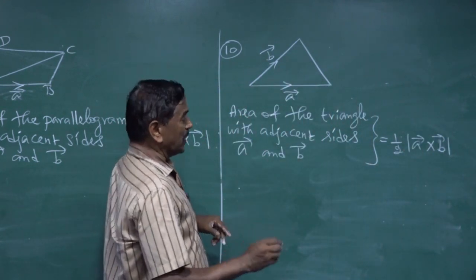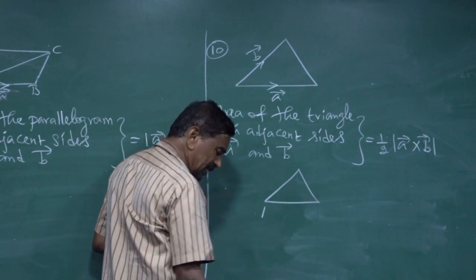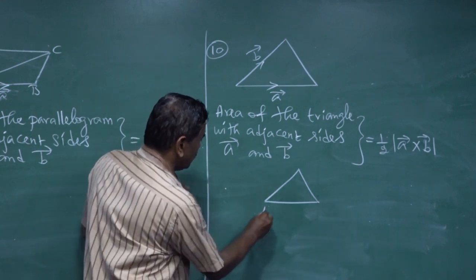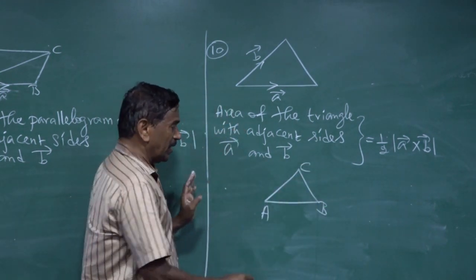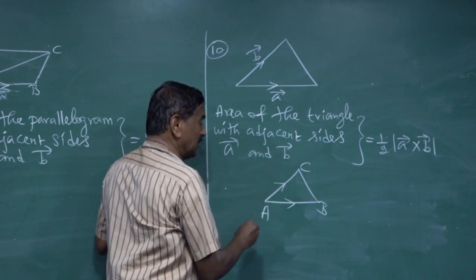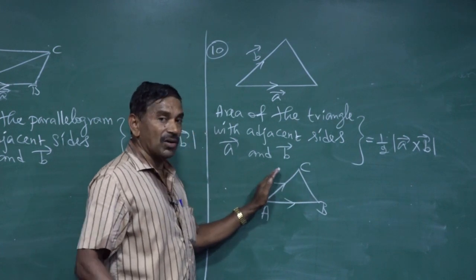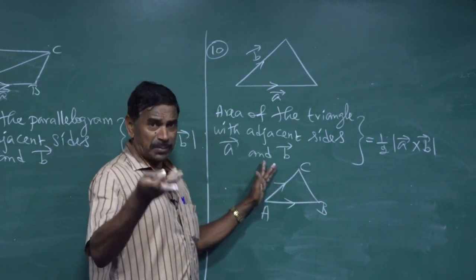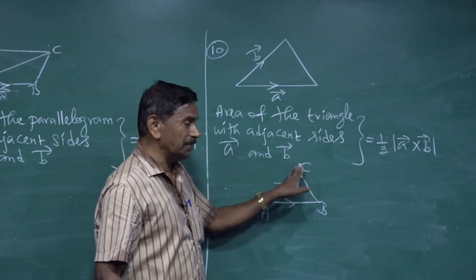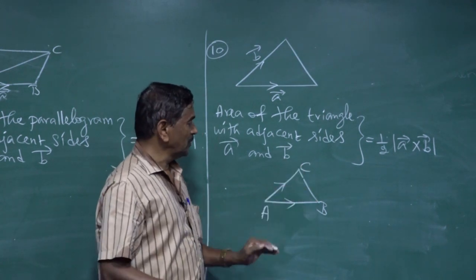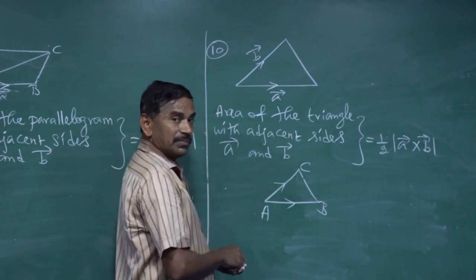Suppose listen, for example, let ABC be a triangle. Here, AB vector and AC vector are the adjacent sides. So we can frame the formula ourselves. Area of the triangle ABC is equal to half into AB vector cross AC vector.